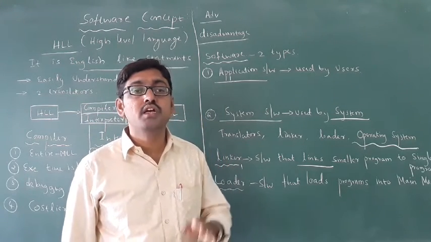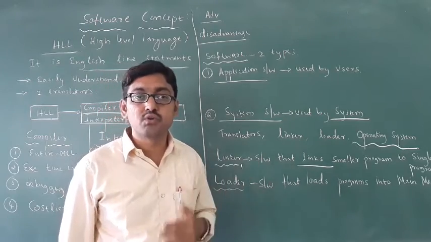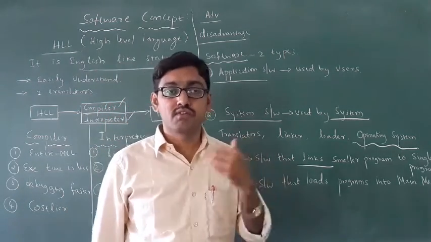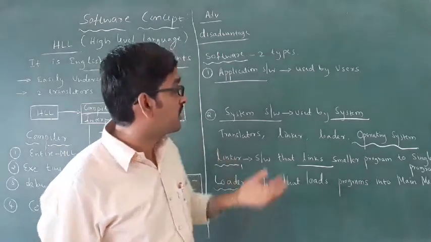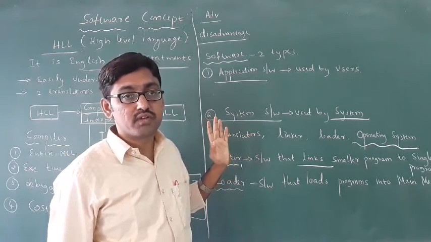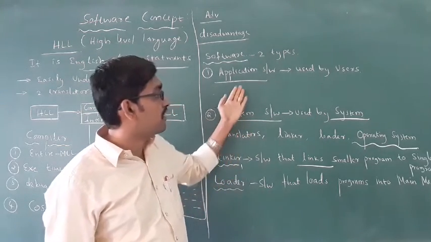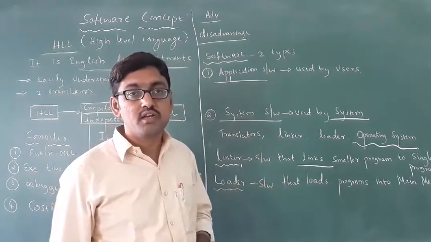You have to remember this. Google Chrome, VLC player, all these are application softwares. Got it? Later we can discuss. There are two types of softwares: application software and system software. They will ask for examples of application software and system software, so you have to know about this. You have to remember these.